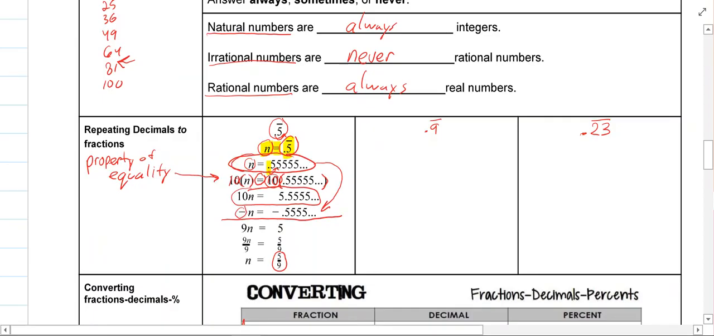This is 10n minus n. Well, if I have 10 n's and I take away one n, what do I have? I have 9 n's. Well, if I'm subtracting n from this side, I better be subtracting the same amount, property of equality, from this side. And remember, up here and up here, I said that they are exactly the same number, n and 0.5 repeating. All right, so over here, we're going to do some subtraction.